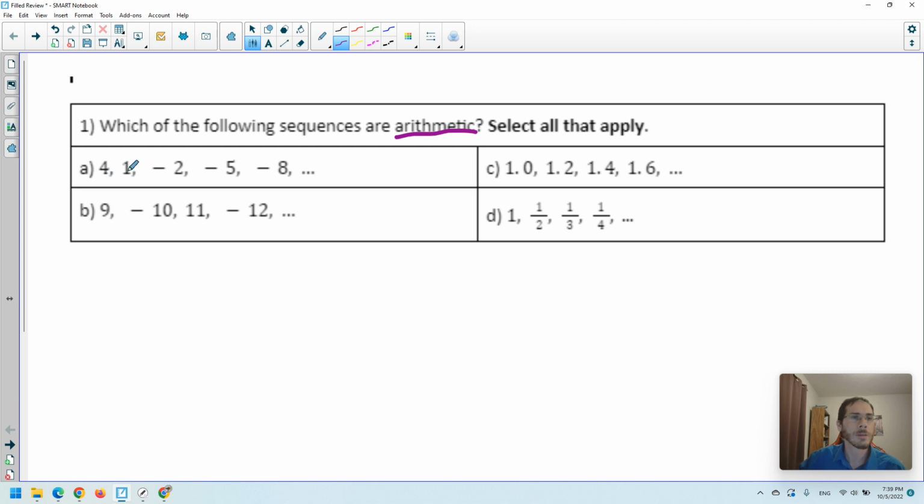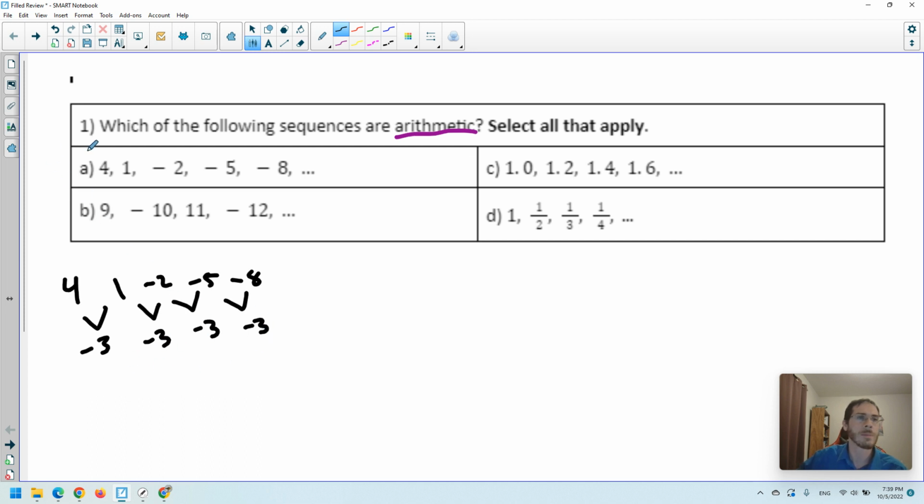So for part A, we want to go from 4 to 1. I'm just going to rewrite these all the way down here. So 4 to 1 has a difference of -3. Then we go from 1 to -2, we're going back 3. Then to -5, down 3. And then to -8, down 3. Since these are all the same, we do want to pick A. We'll try part B next.